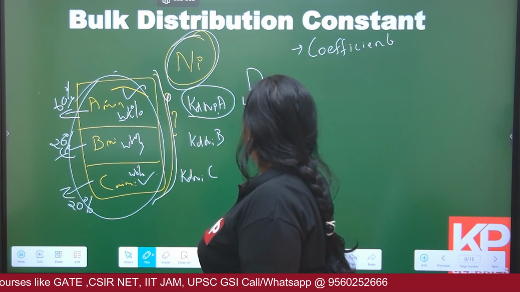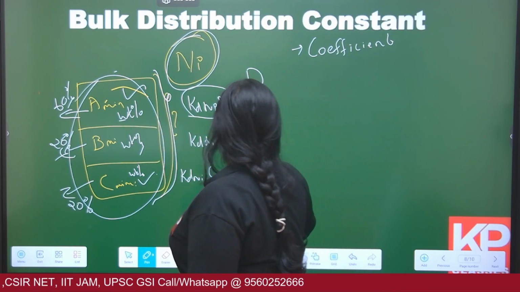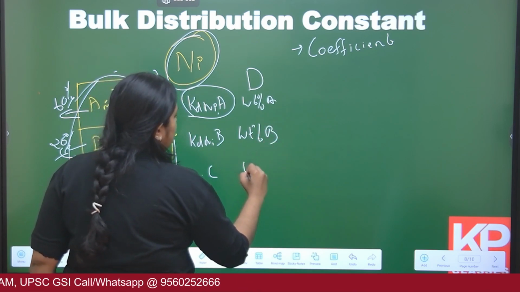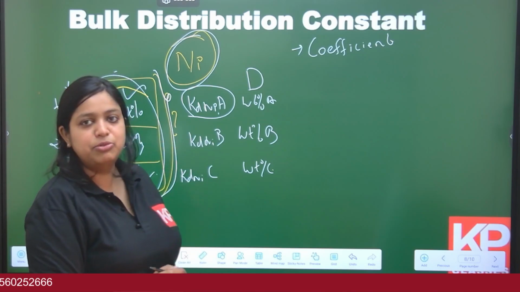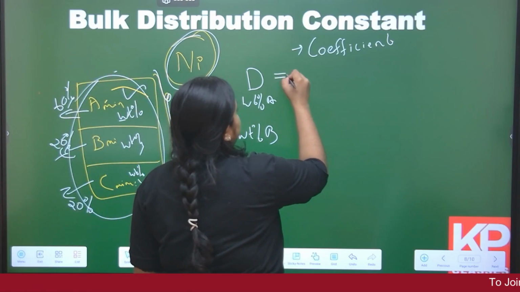Weight percentage of A is also known. Weight percentage of B is also known. Weight percentage of C is also known. Now, by using all these terms, we can calculate the bulk distribution coefficient.